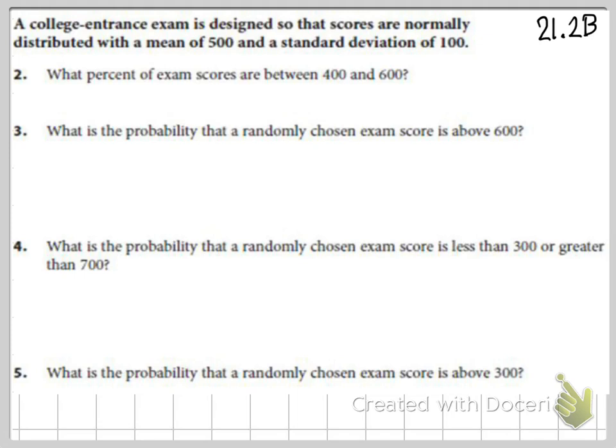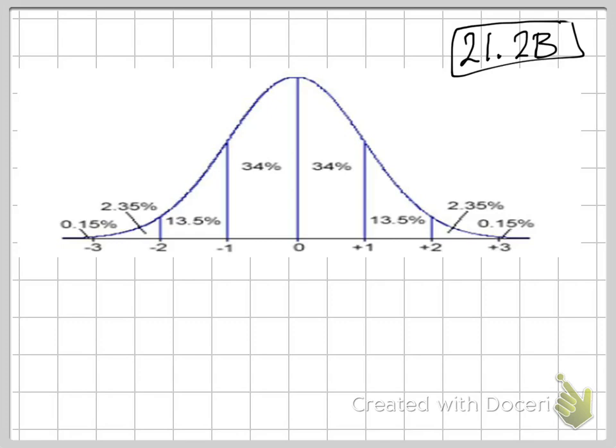Here we go. I hope that you already watched Mrs. Franken's video on this, or that you read my typed notes on this. Anyway, we're going to do a couple problems. This says, a college entrance exam is designed so the scores are normally distributed with a mean of 500 and a standard deviation of 100. First thing I'm going to do, go over to the curve, let me look at page 2, and fill those in.